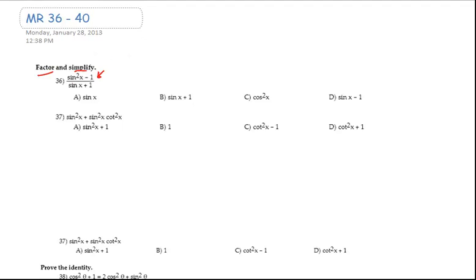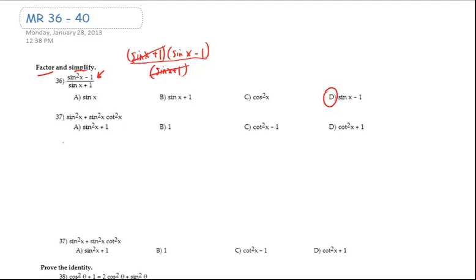So I notice the numerator is a difference of squares. So I'm going to rewrite the difference of squares as sine of x plus 1 and sine of x minus 1. Some basic factoring, and you put that over sine of x plus 1. And that cancels with that, and your simplified expression is choice D.